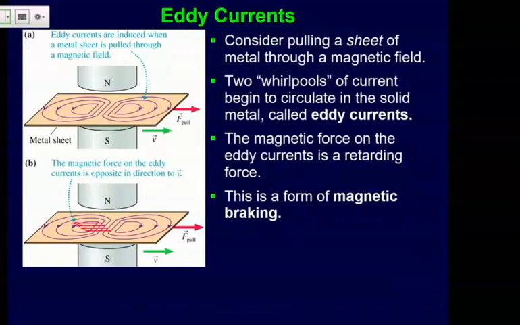Okay. So let's talk about some interesting demonstrations we can show. So we have things called eddy currents, all right? And so in this picture here, we're pulling a sheet of metal through a magnetic field. And as you can imagine, as you do that, you're changing the magnetic flux through this piece of metal, and you create these whirlpools of current, okay? And we call these eddy currents. And just like with Lenz's law, these currents are going to oppose the magnetic flux through them.